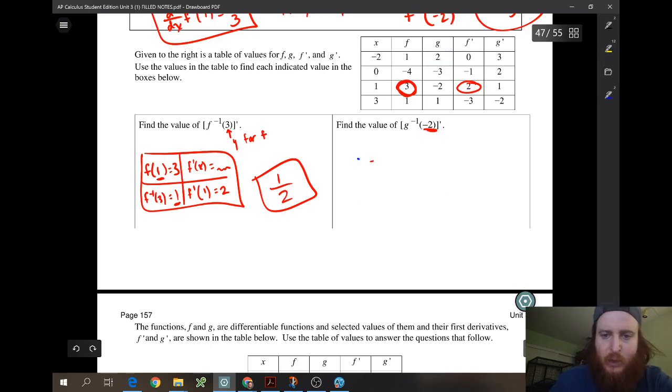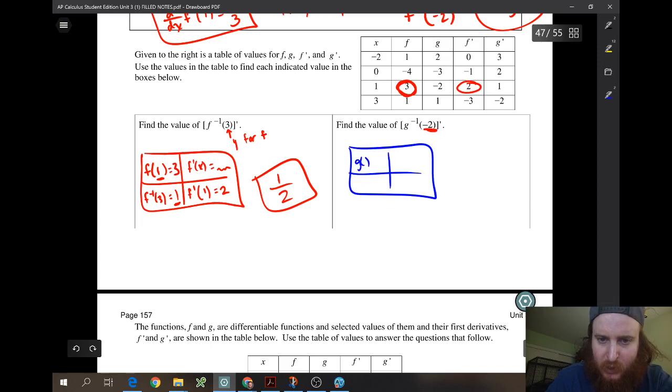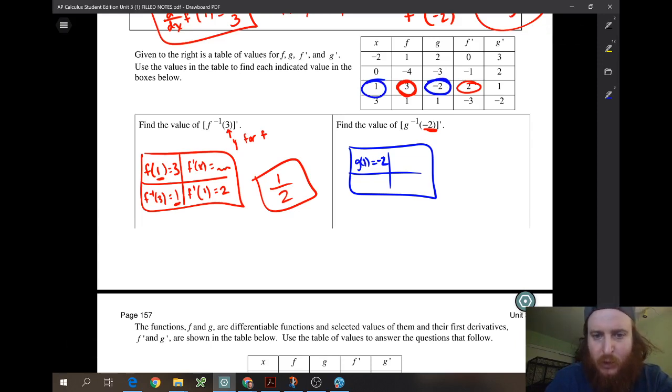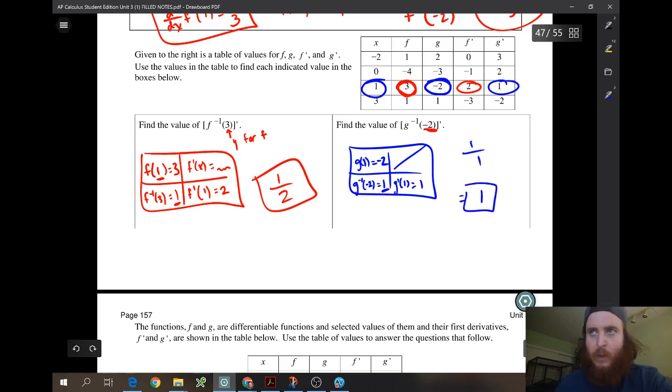That's my fault. So we wanted what g value gave negative 2. So again, what this is going to say is g of something gives an answer of negative 2. And the negative 2 is actually here. So that was 1 again. So g of 1 gives us negative 2. So that means g negative 1, our inverse, of negative 2 gives us the answer of 1. So again, we can skip this line for a table. And so g prime of that 1 is equal to 1. So our answer is 1 over 1, or just 1. Okay, and that's how we do it.